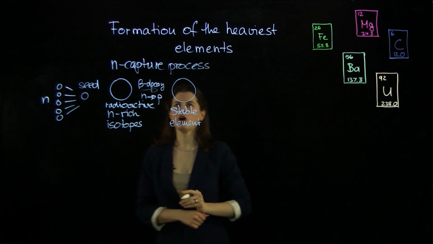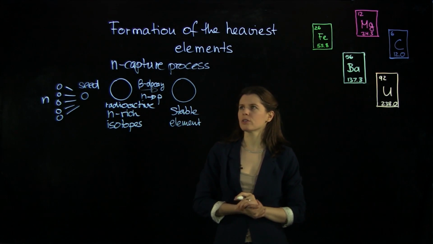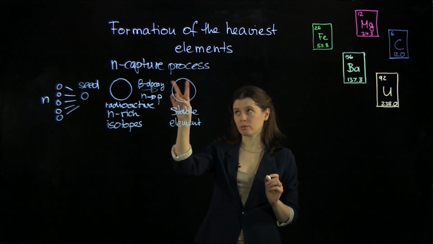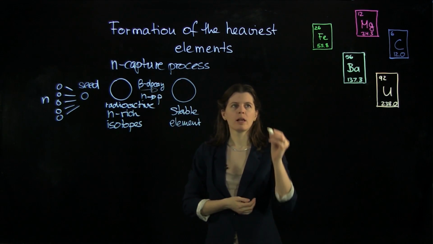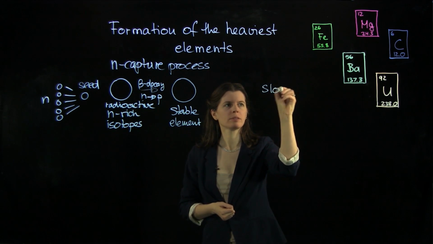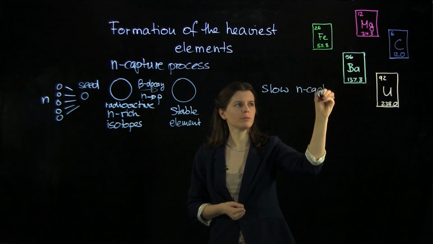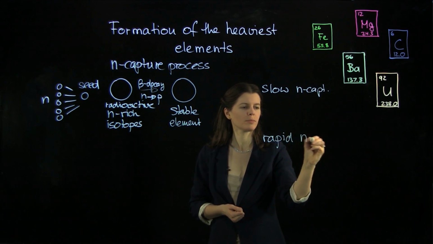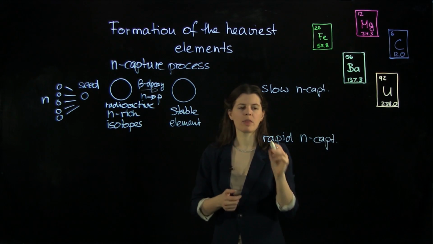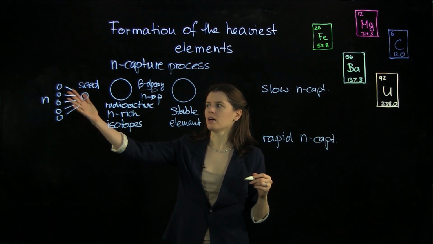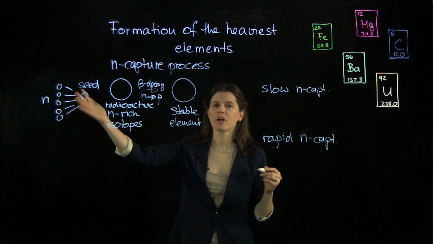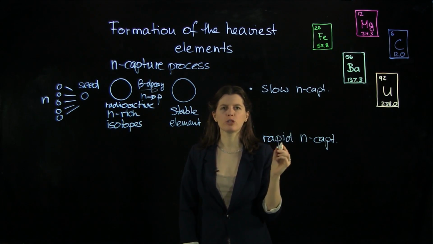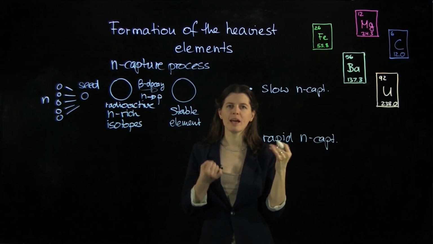Now, there are a few details that we should consider, mostly that there are actually two different ways where this neutron capture process can happen. One is in a slow way, slow neutron capture, and the other way is rapid. And that refers to how fast and over what time scale this neutron bombardment is occurring. And in the case of the slow neutron capture, the time scale is about 10,000 years.